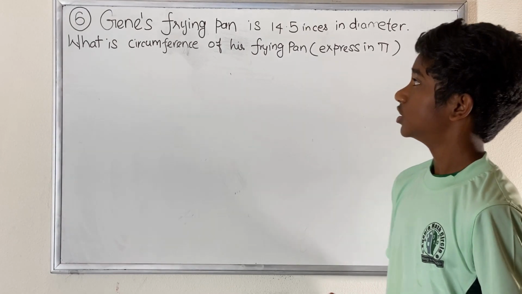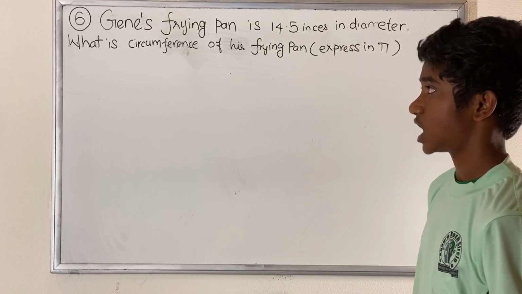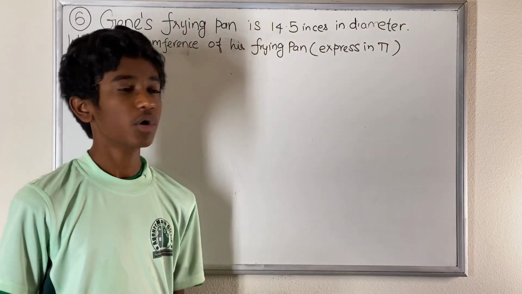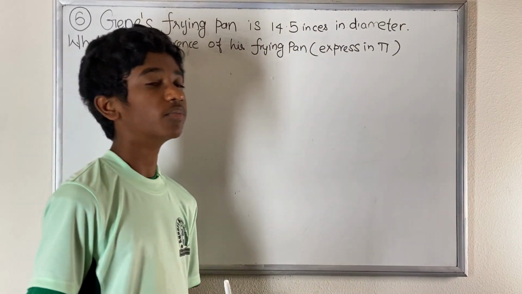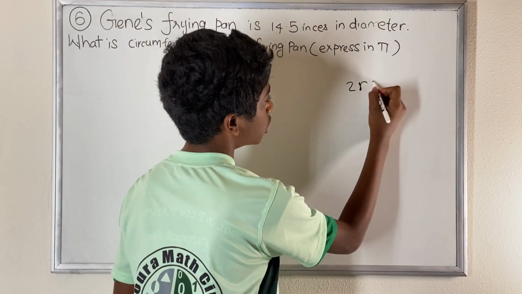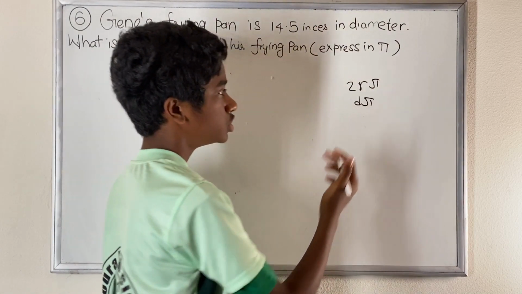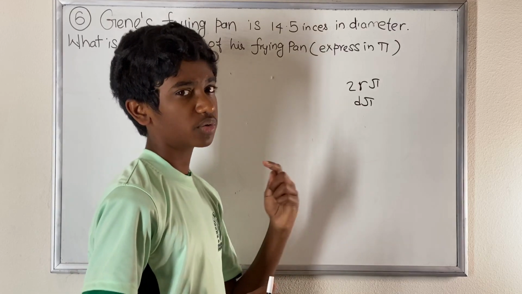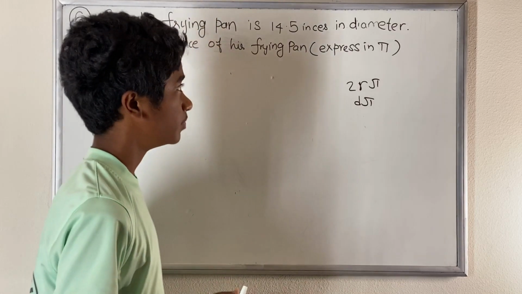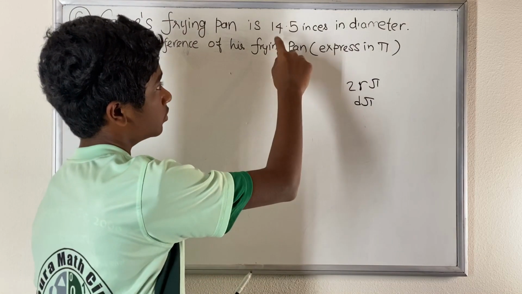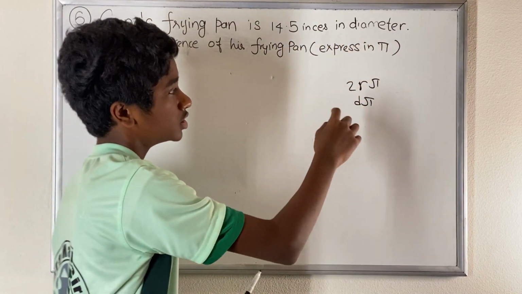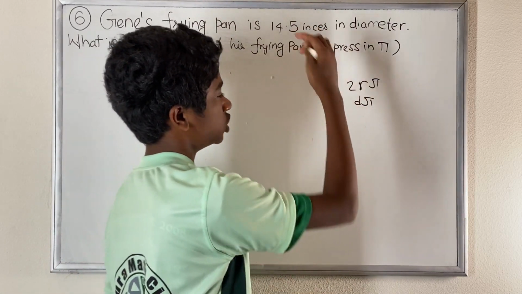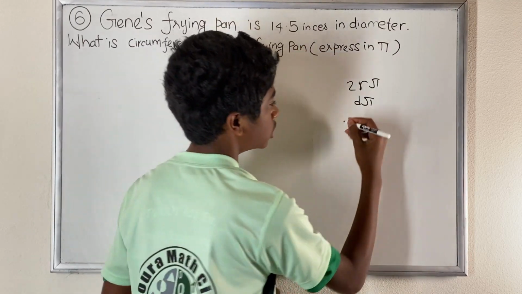Problem number 6. Gene's frying pan is 14.5 inches in diameter. What is the circumference of his frying pan expressed in terms of pi? So to solve this problem, we have to use the circumference formula. There are two circumference formulas, 2r pi and d pi. So 2r pi stands for 2 times radius times pi. D pi represents diameter times pi. In this problem, they give us the diameter, so it would be easier to use the diameter times pi. So let's replace d with 14.5, which 14.5 inches is the diameter.